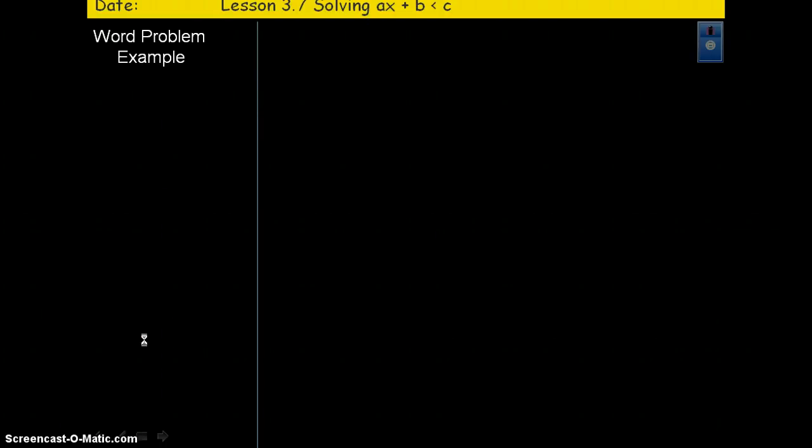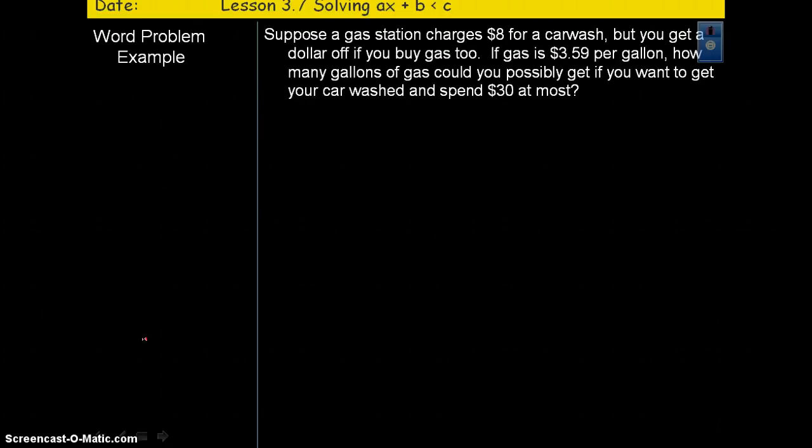We can see this in some real-world word problem examples. Take a moment. Suppose a gas station charges $8 for a car wash, but you get $1 off if you buy gas too. If gas is $3.59 per gallon, how many gallons of gas could you possibly get if you wanted to get your car washed and spend $30 at the most? So if we take a look, we want to spend $30 at the most.